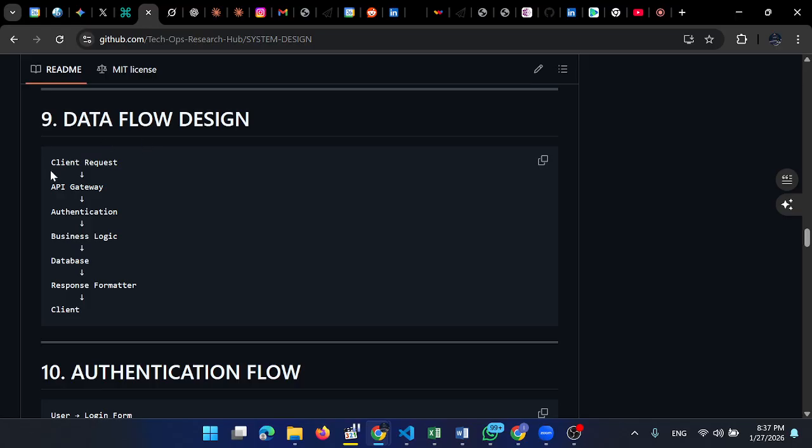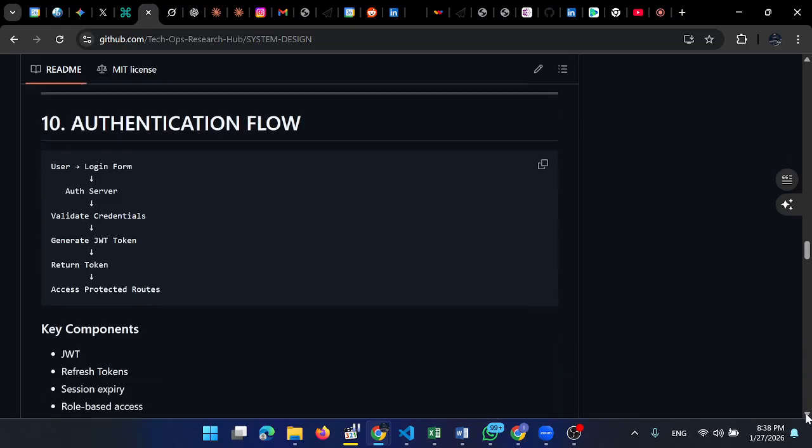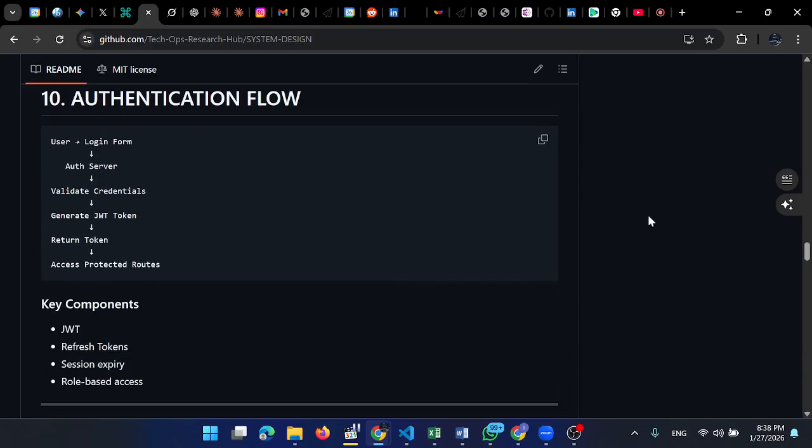So the data flow basically goes like this, and this is what I was trying to explain earlier when talking about the system architecture and how it operates. Right? So that's about the data flow design, and it's a very important area to look at. And then we have what we call the authentication flow. When we talk about authentication, we're talking about how you sign up, log in, and things to do with that.